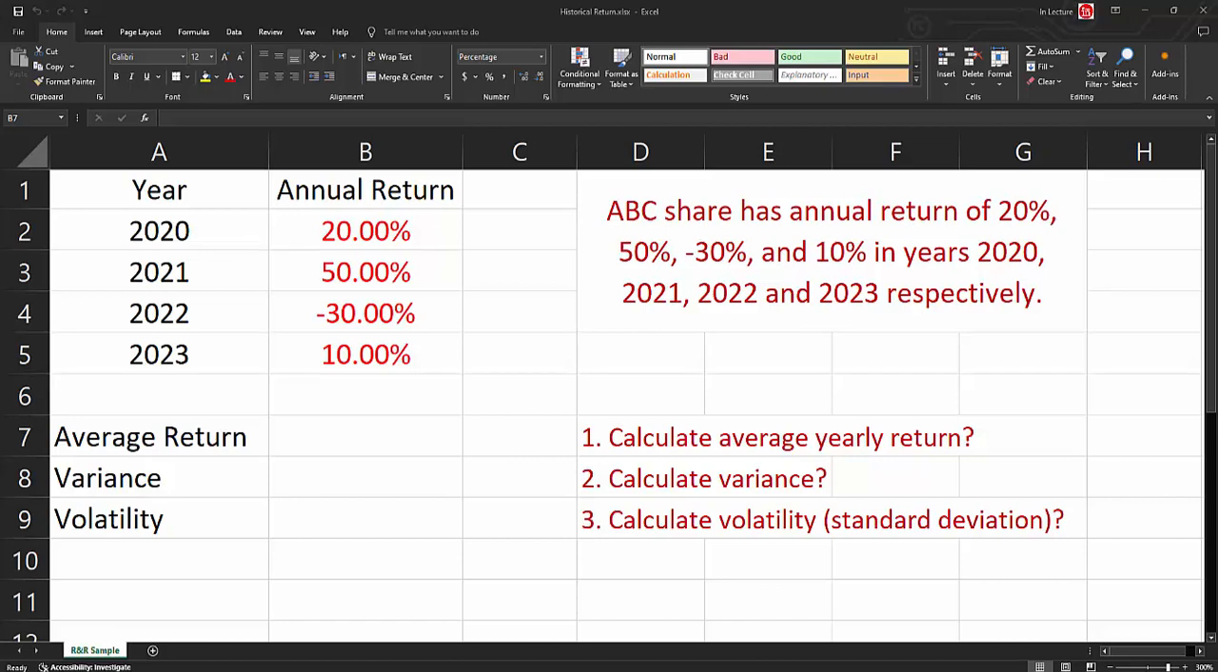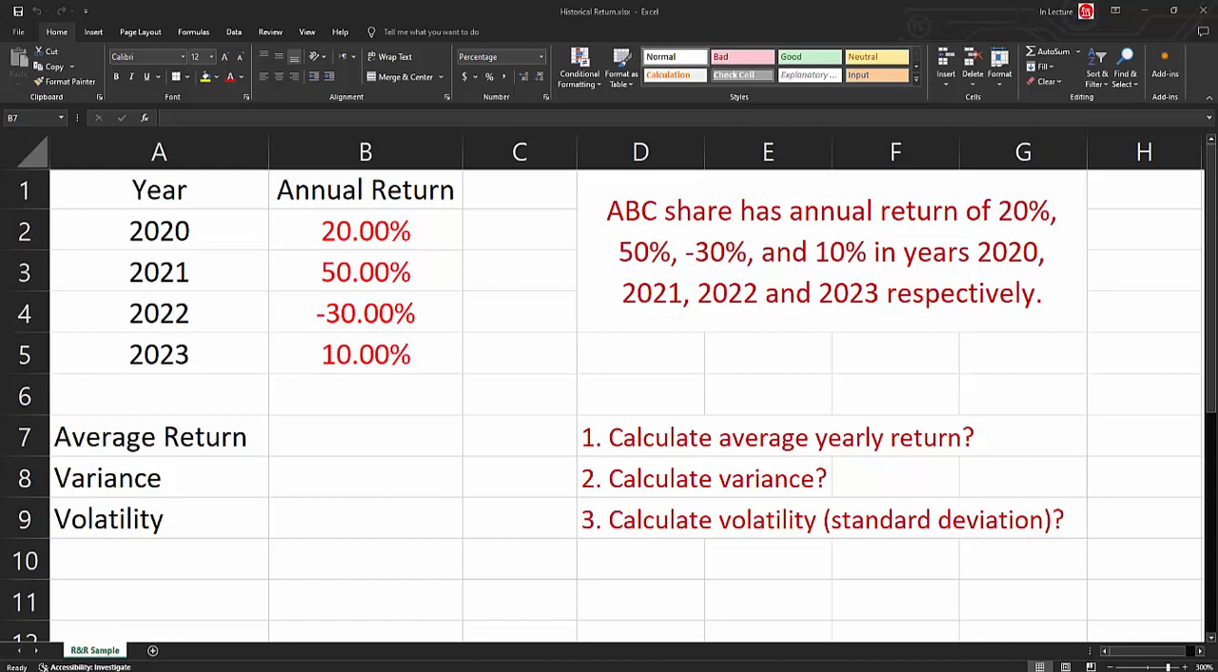In this video, we're going to show you how to use Excel in order to estimate average return, variance, and volatility for historical or sample returns. Our question is given here in red. APC share has annual return of 20%, 50%, negative 30%, and 10% in years 2020, 2021, 2022, and 2023 respectively. So it was given here in red.